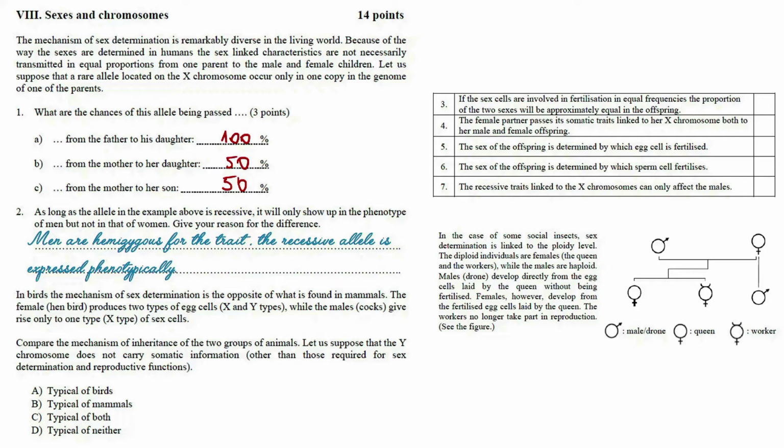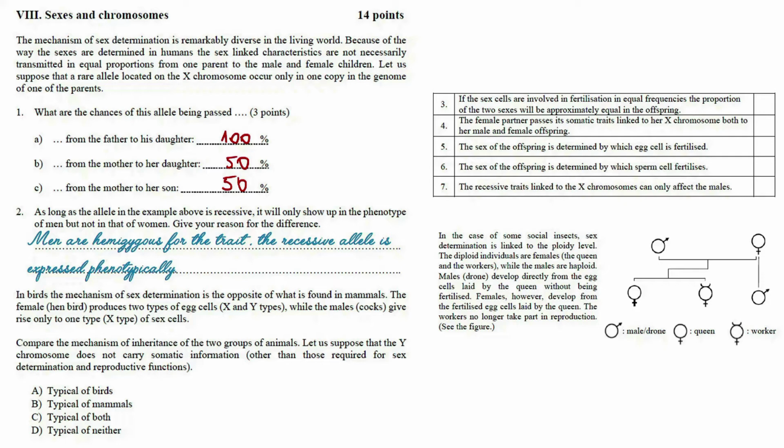Let's move on. In birds, the mechanism of sex determination is the opposite of what is found in mammals. The female hen produces 2 types of egg cells, X and Y types. Sometimes we indicate them with Z and W, while the male cocks give rise only to one type, X type, of sex cells. Compare the mechanism of inheritance of the 2 groups of animals. Let us suppose that the Y chromosome does not carry somatic information, other than those required for sex determination and reproductive functions. So, the options can be seen in here, A, B, C, and D, and let's look at the statements.